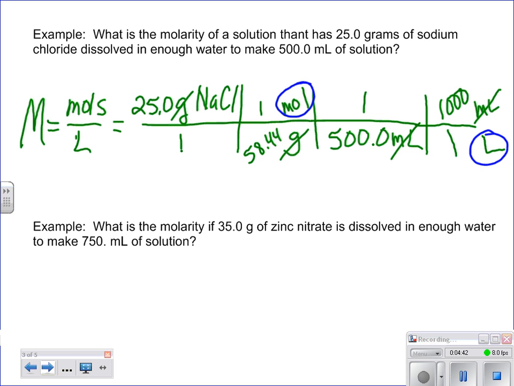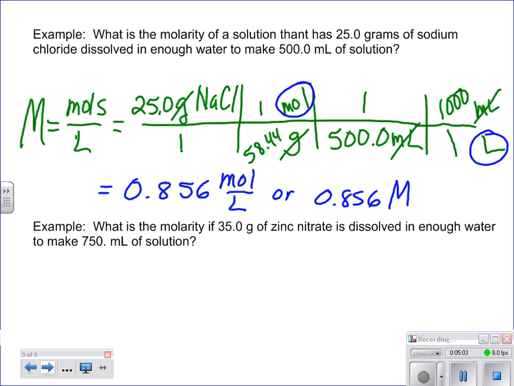I'm going to use the calculator because we're kind of squished for time here. It comes to, how many sig figs would we do? 3. So 0.856, and you can answer that as moles per liter, or you could say 0.856, big capital M, molarity. So either one of those would work.